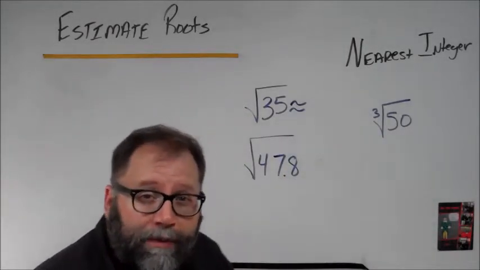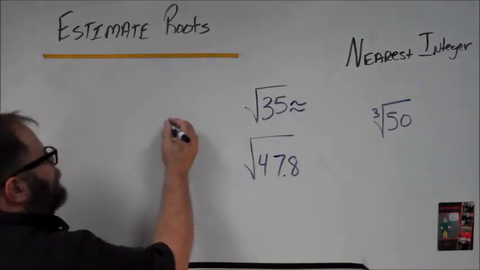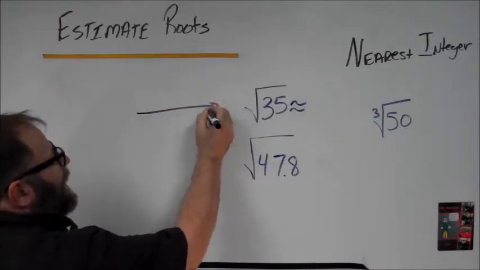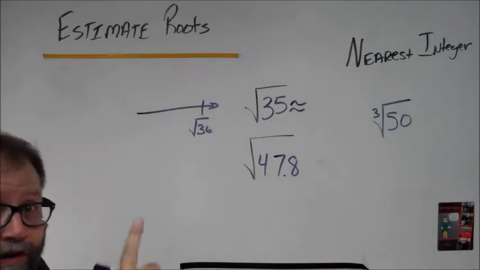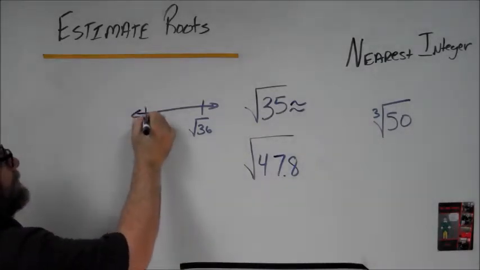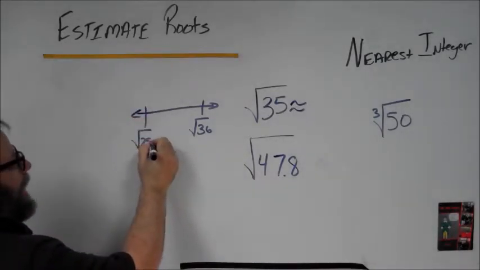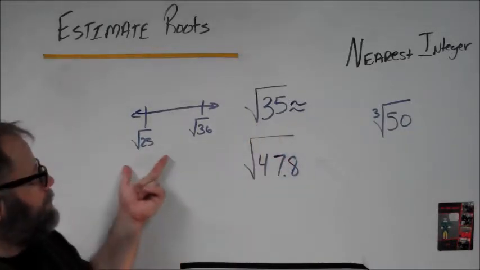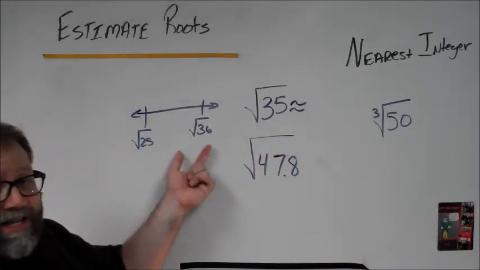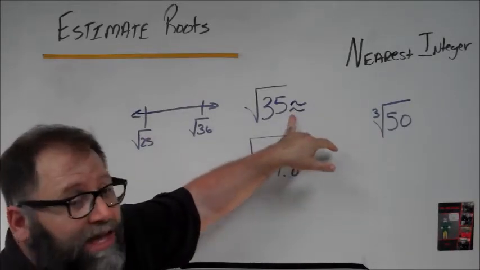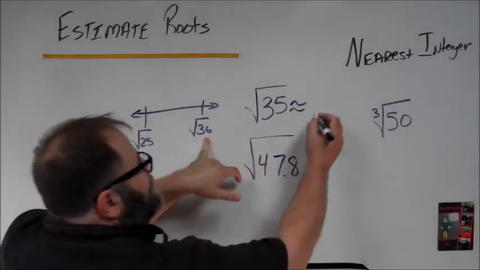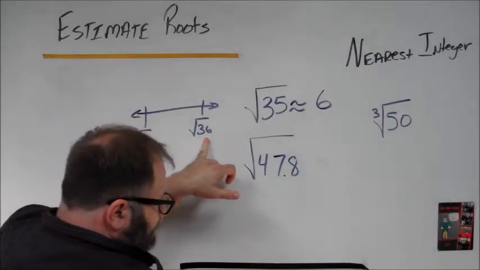So just to go back to what we were doing, the square root of 35. We've got the square root of 36 as the perfect square greater than it, and the square root of 25. So where's 35? It's way closer to the square root of 36, which means we would estimate it at the square root of 36 being 6.